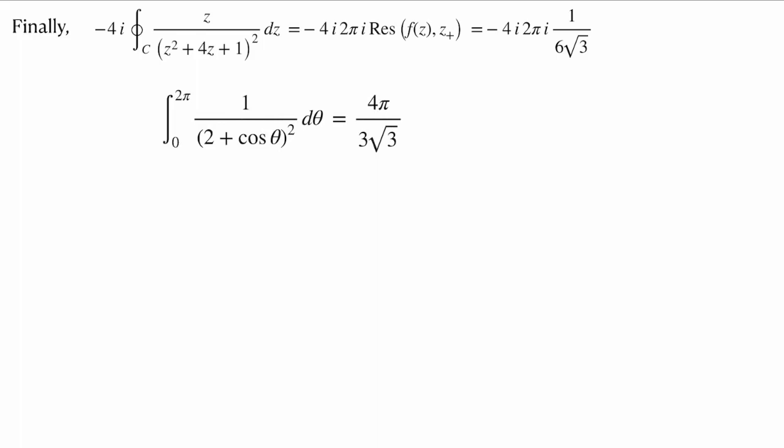and the integral from 0 to 2 pi of 1 by (2 plus cos squared theta) d theta takes the value of 4 pi by 3 root 3. This is a simple way of evaluating the integral of functions of a trigonometric variable.